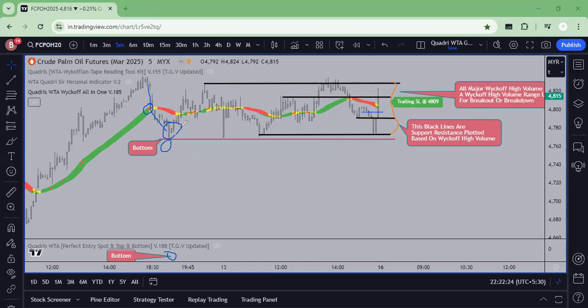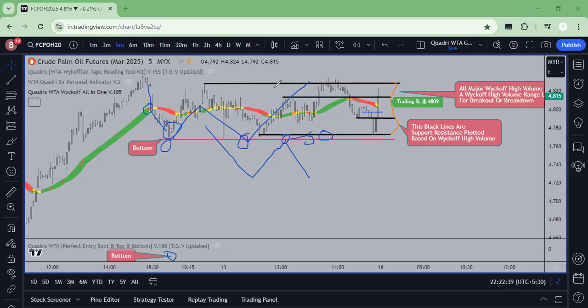From this bottom, I'm expecting either the price comes back and touches it, and I'm looking out for a buying opportunity at this particular point, or the price would break it and retest it, and I'm planning for a sell order over here. This is my simple trade setup.